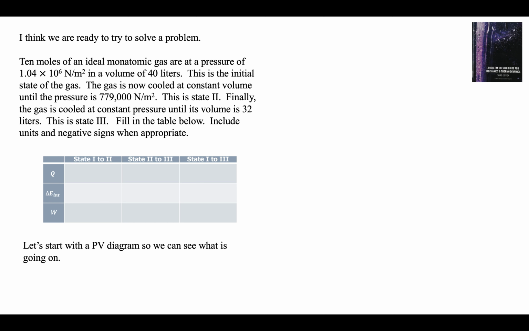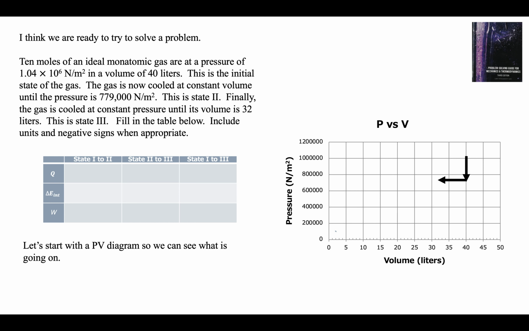Well, PV diagram. What's going on? So there it is. Starts off at 40 liters. That's right here. 1.04 times 10 to the 6th. That's right here.